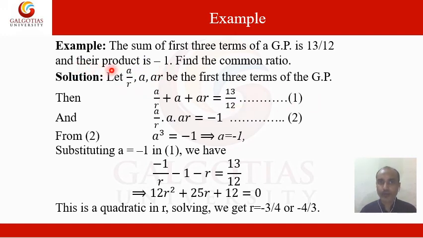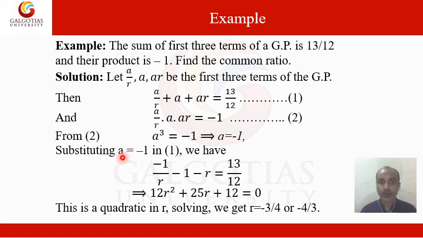Again, given that the product of these three terms is -1. So the product of these three terms, that is (a/r) · a · ar, is equal to -1, denoted by equation 2. From equation 2, it is clear a³ = -1, and this is a cubic equation, so it has three roots of a. One is real and two are complex. We will consider only the real root, so the value of a is -1, which is real.